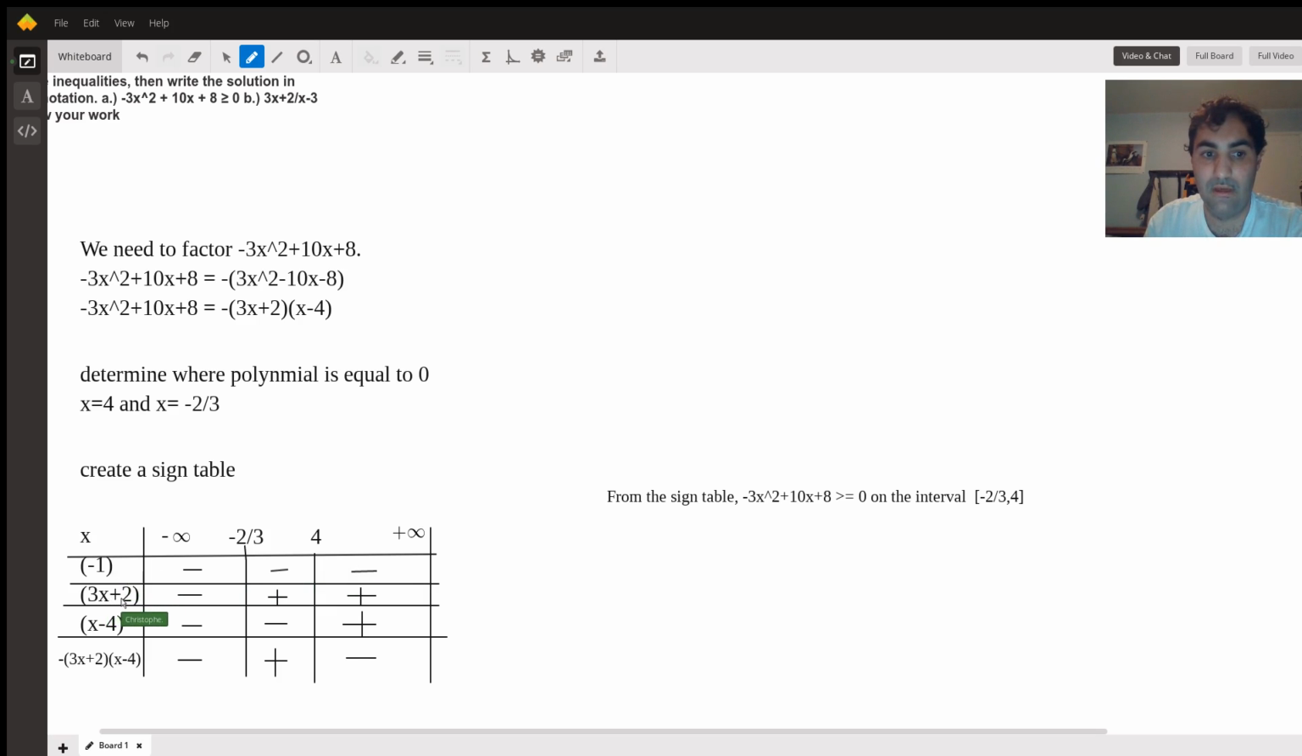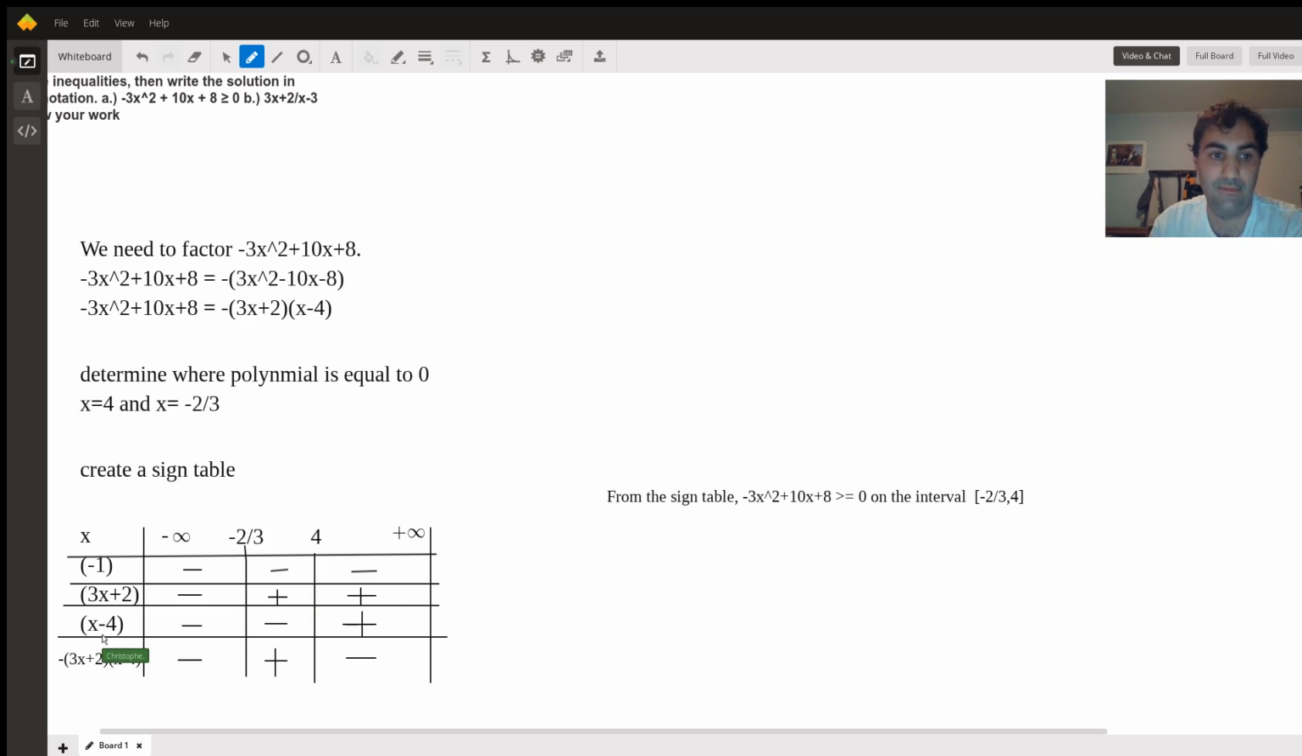For 3x + 2, if x is less than -2/3, so let's say x is equal to -10, then we have -30 + 2, which is -28. So this is going to be minus here. Remember, it's 0 here, but it's going to be minus here. Then we can take a value like x is equal to 0. If you plug this in, you get plus 2. So it's positive here, and it's going to be positive here as well. You can double check the work to see why they're positive, why it's negative.